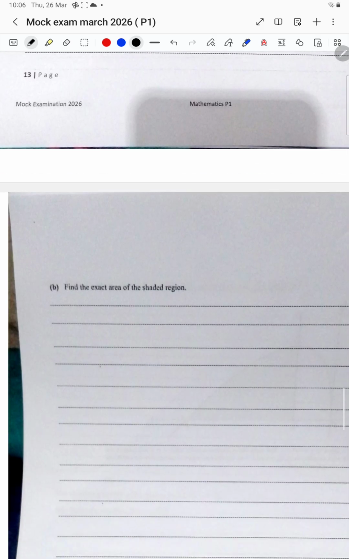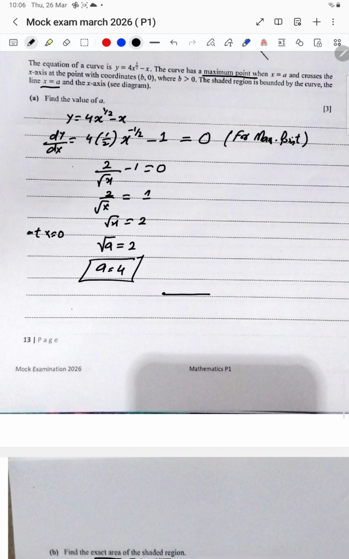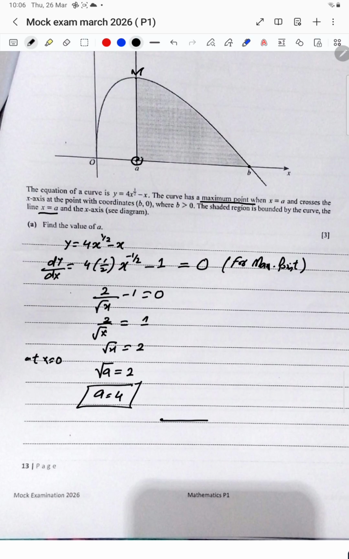Now the second part, C. Find the exact area of the shaded region. For the area of the shaded region, it is clear that the area is lying from A till B. A is 4, we have calculated this, right? But what will B be? As it is on the curve, the curve touches the x-axis. Okay, let me solve it here for the B part.